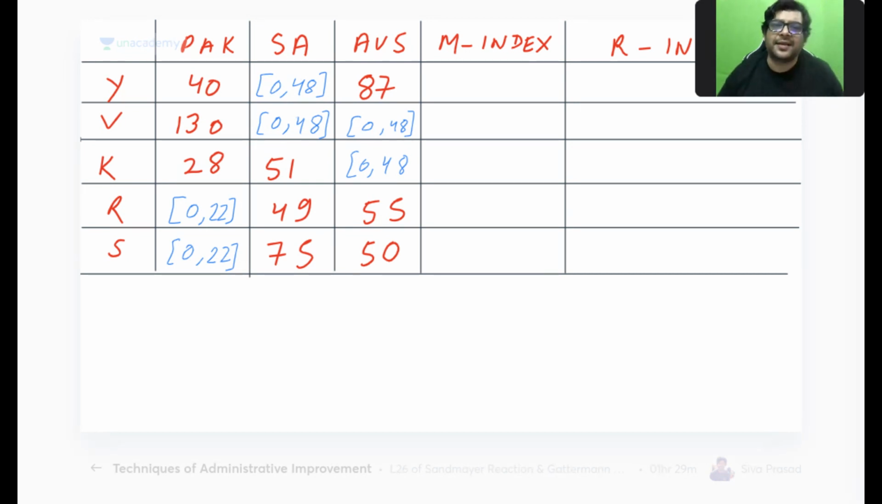Now, R index is essentially the difference of the highest and the lowest value, and M index is the middle value. So what can be the middle value here? I don't know that for sure, because if this is 48, then 48 becomes the middle value. If this is 10, then 10, 40, 87, 40 becomes the middle value. So I do not know what the middle value is going to be. I don't know here also, I don't know here also.